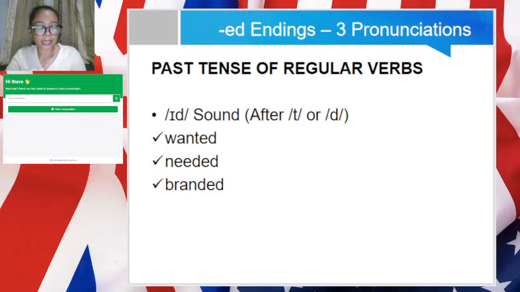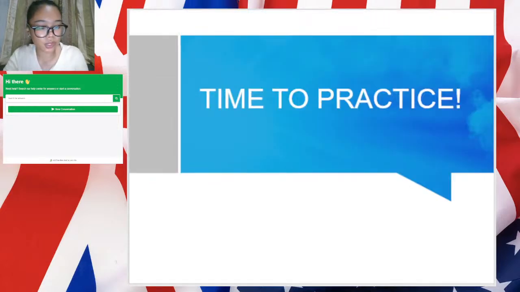So to recap, with all three rules, it is all about the sound at the end of the base verb. Unvoiced gets a t sound, voiced or a vowel gets a d sound, and if it ends in t or d, you get an extra id syllable. So the best way to really get this down is just to listen carefully to how these words are pronounced. Is that all clear? Everybody following so far? I think that's all clear. If so, then it's time to practice.